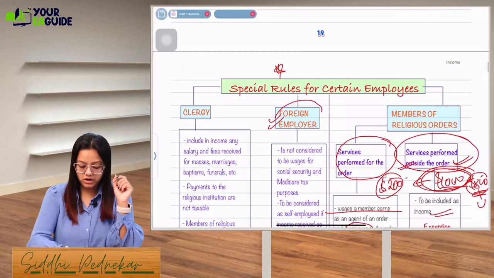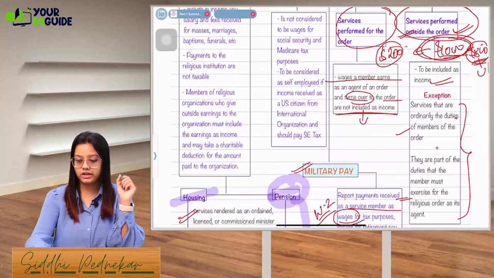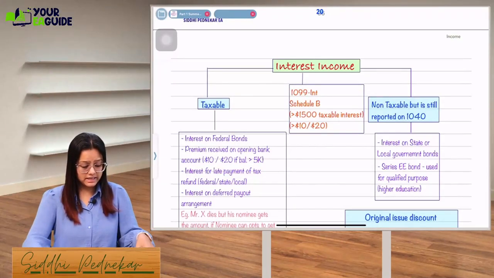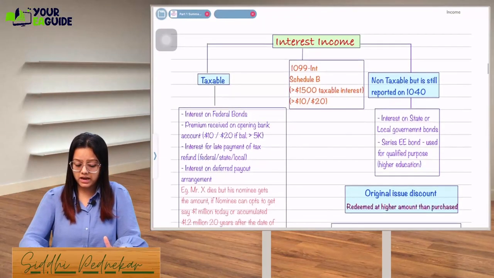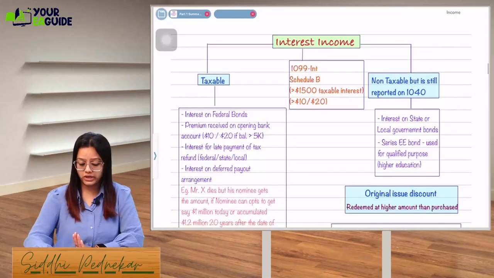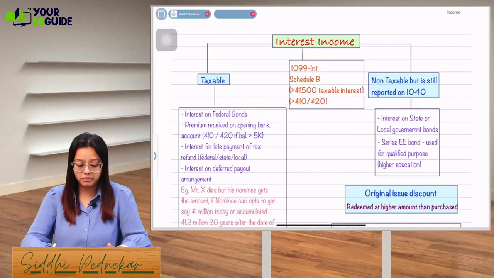Only the foreign employer will do it later on, together with the foreign tax credit and foreign earned income exclusion. Next is, guys, interest income. We still have 30 minutes, and I hope we can complete the gross income topic today so that tomorrow we'll be left with the other topics.